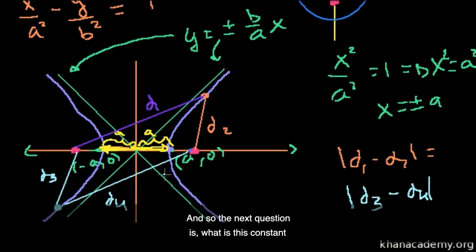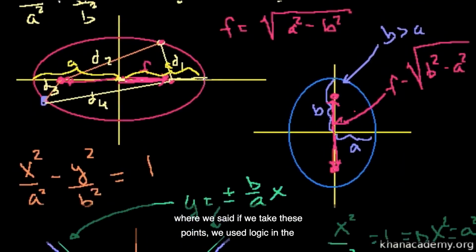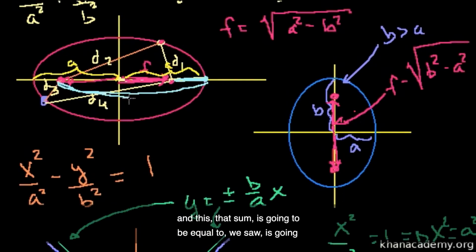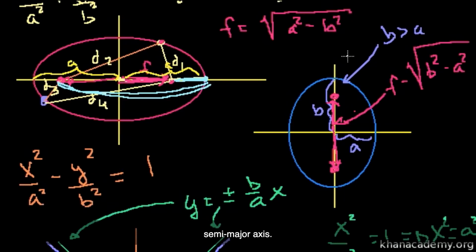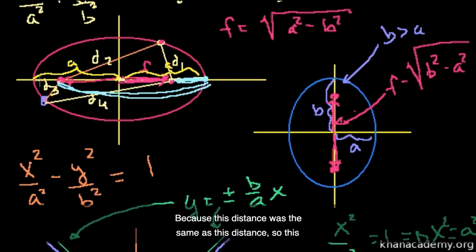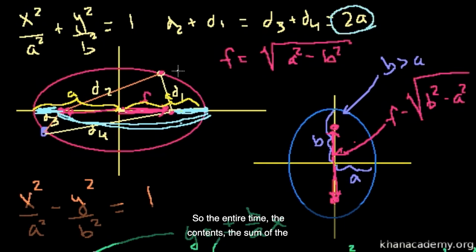And so the next question is, what is this constant going to be equal to? This is where it's useful to find a point where you can get the intuition. We did it with the ellipses, where we used logic in the last video to say that the sum of the distances is going to be equal to 2a, the length of the major axis. Because this distance was the same as this distance, so this plus this is the same thing as this plus that, which is 2a. So the constant, the sum of the distances to the two foci, was equal to 2a.